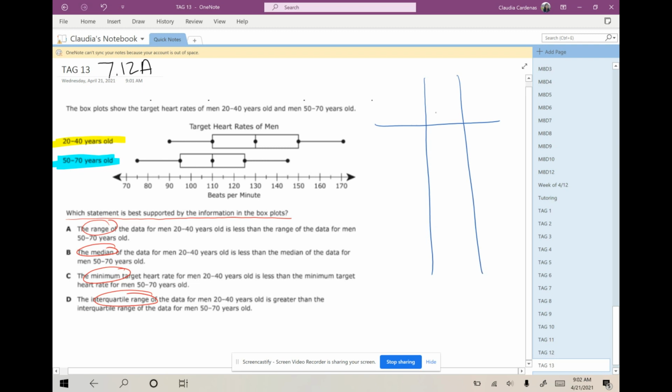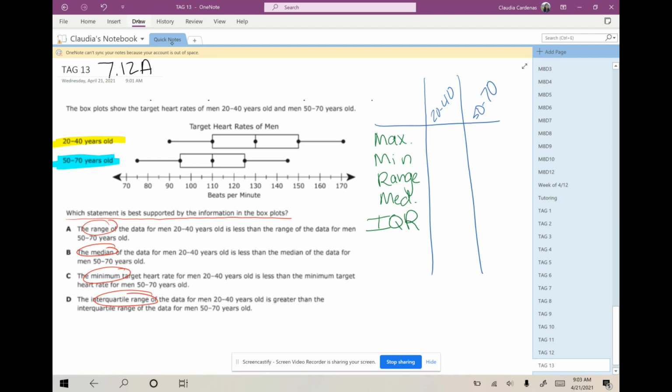So I'm going to do yellow 20 to 40. And 50 to 70. So I'm putting the labels here on the top so that I can then put the information on the side that compares both of them at the same time. So remember, we start with maximum, then we go to minimum, then we go to range, we then go to median. And in this case, we can't find the mode because we don't have all of the dots that created this box plot or all of the data, but we do have something called IQR. And so we're going to talk about that here in a bit as well. So instead of that mode, we have IQR.